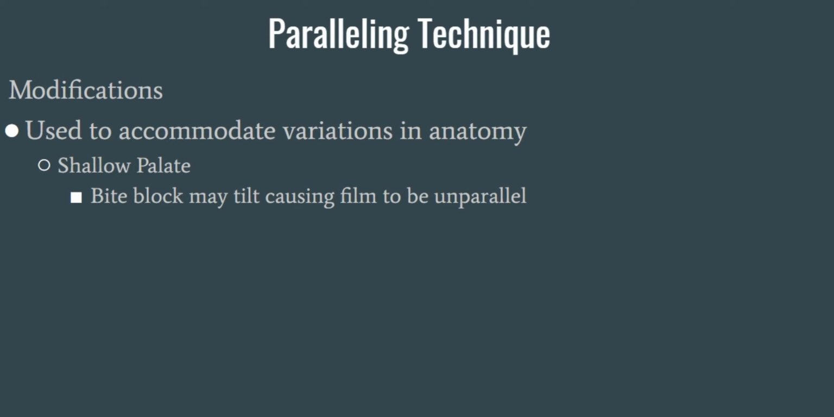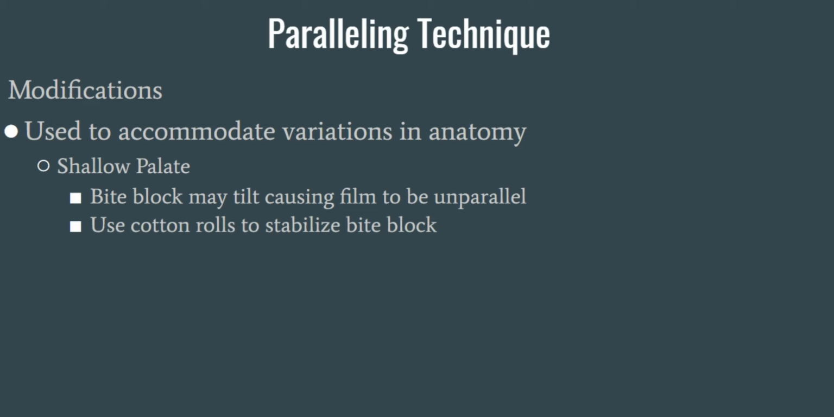So one thing you can do is use a cotton roll to stabilize the bite block. You would place one cotton roll on either side of the bite block. However, periapical coverage is reduced. That means we might see less of that periapical area, but we may be able to get more on the film than we otherwise would, or it wouldn't be as distorted if we hadn't used those cotton rolls.